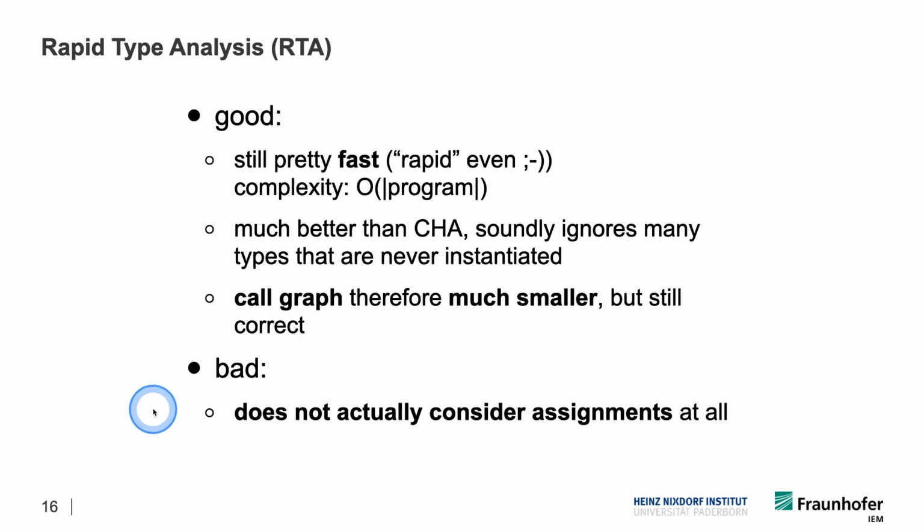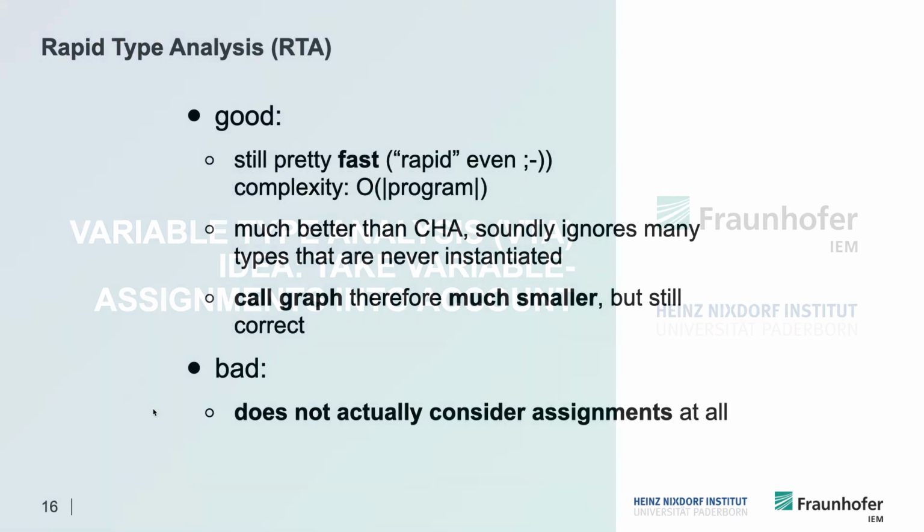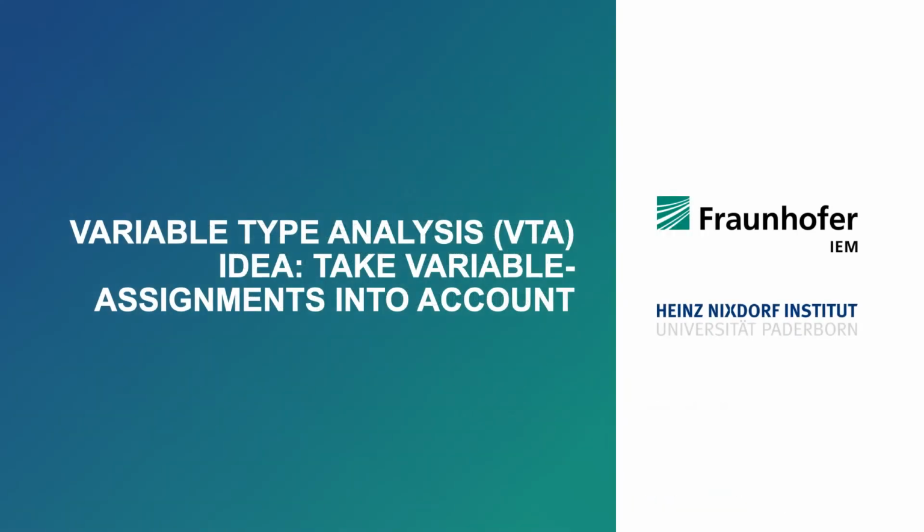Another more structural drawback of RTA is that it does not actually consider assignments at all. So this is by construction, right? That's what makes RTA so rapid. It does not look at assignments, but that is also a source of imprecision. And there are algorithms that do consider assignments. They basically use a lightweight form of pointer analysis. And the first one that I want to discuss today is called variable type analysis. That actually takes variable assignments into account. And we'll be discussing that after the next break.